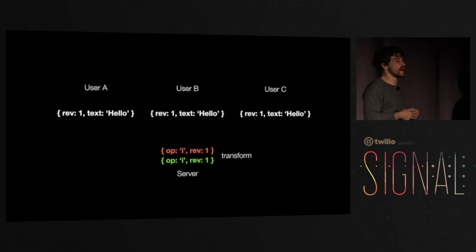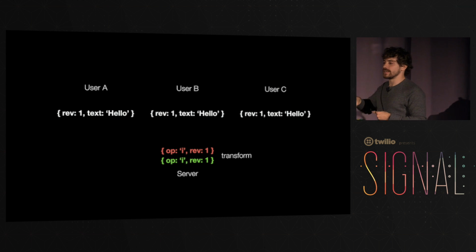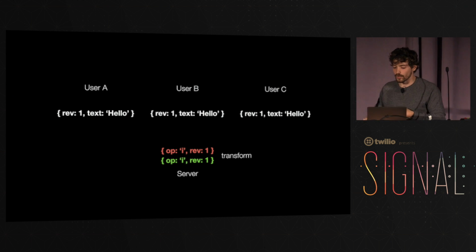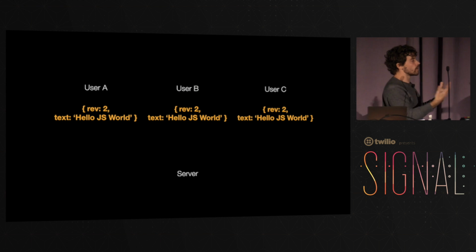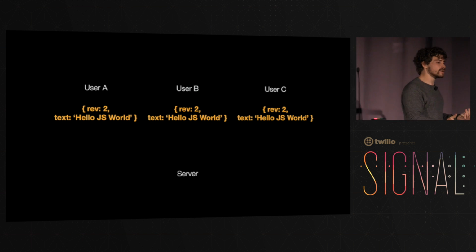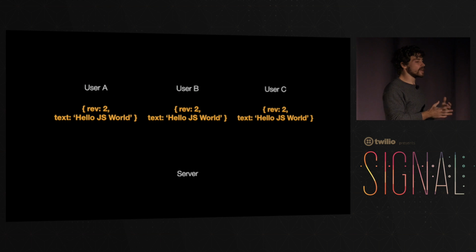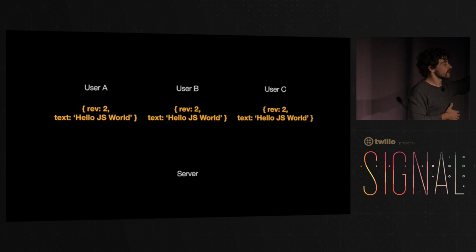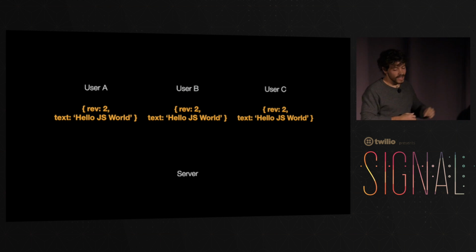and return new operations back to the users that will result in a consistent and convergent view of the world for them. And then everyone is now at revision number 2, but since they got the operations back from the server that decided on an order, they now all have a consistent view. So they would have hello JS big world. There's a typo in my slide.